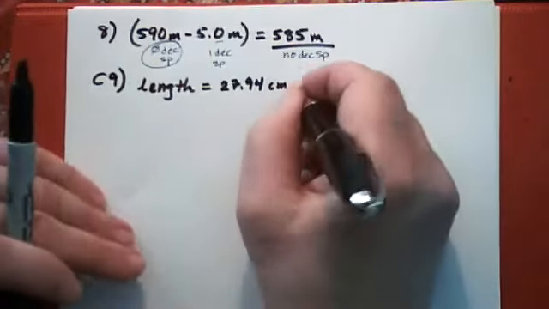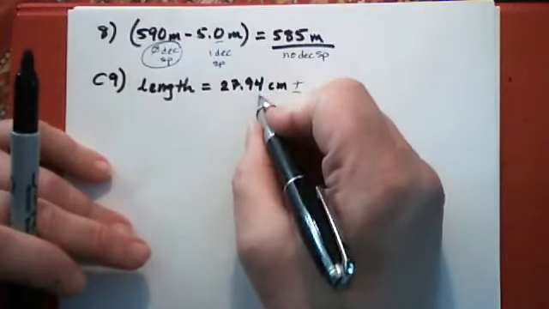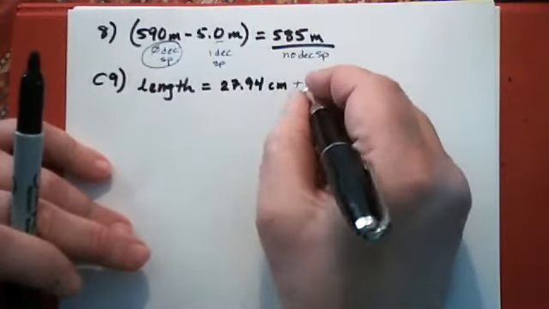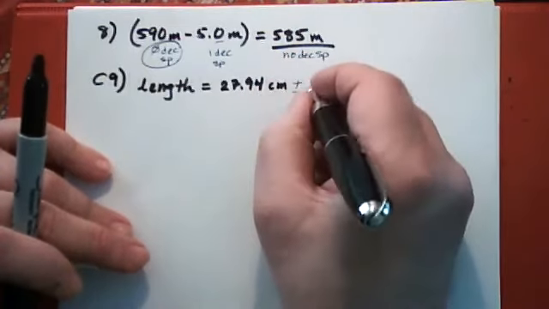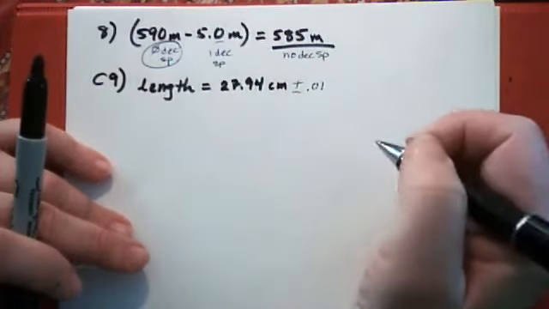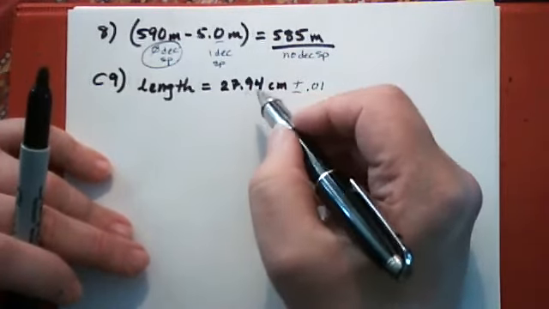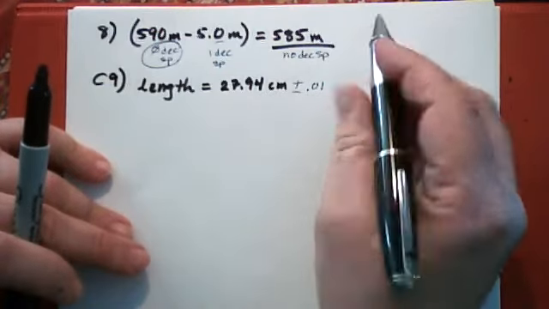We assume, of course, that that last digit, because it's estimated, is accurate to plus or minus 1. Okay, so you may not agree with that number exactly, but that's why this number would be 27.94 plus or minus 0.01.